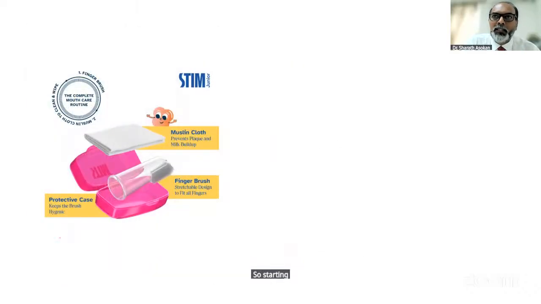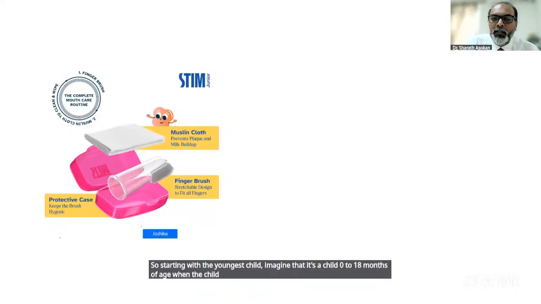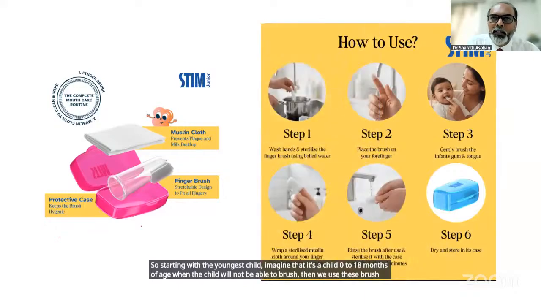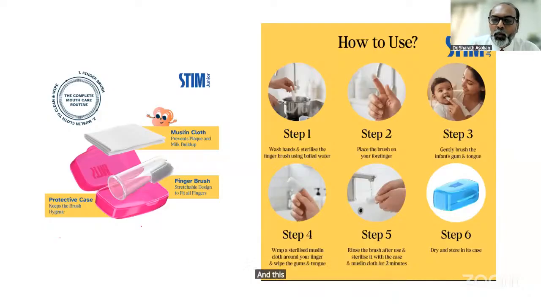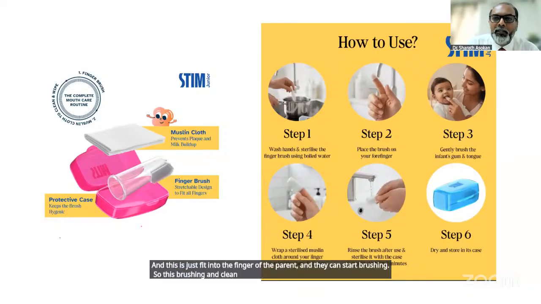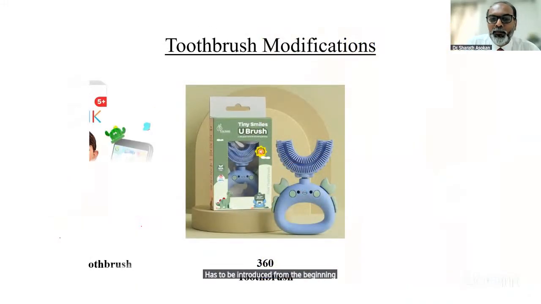Starting with the youngest child, imagine a child 0 to 18 months of age, who will not be able to brush. Then we use brushes called thimble brushes or finger brushes, which the parent fits onto their finger. These are made of stretchable silicone material, so they can be cleaned, and the parent can start brushing. This brushing and cleaning of the gum pads has to happen right from about the first week of life till about 18 months. So toothbrushing has to be introduced from the beginning. That's the key thing which we wanted to inform.